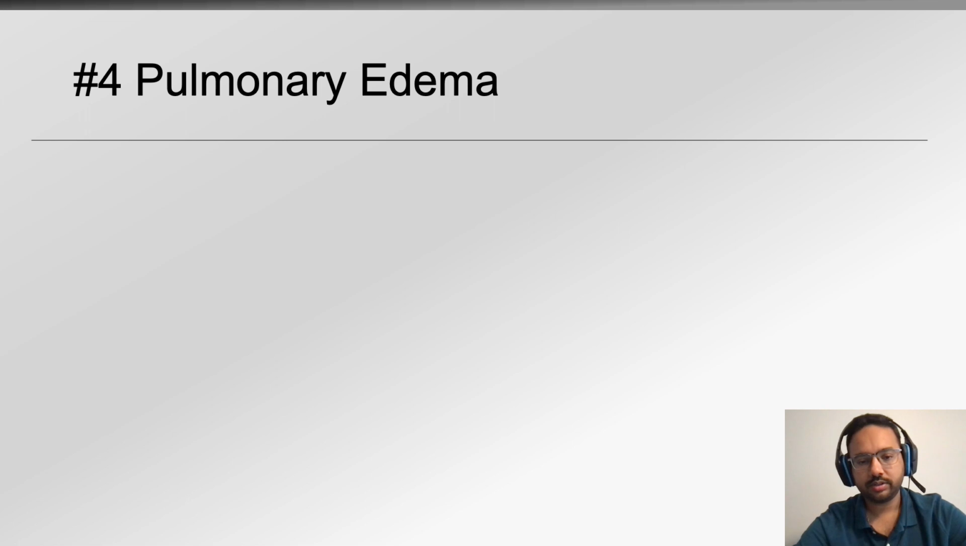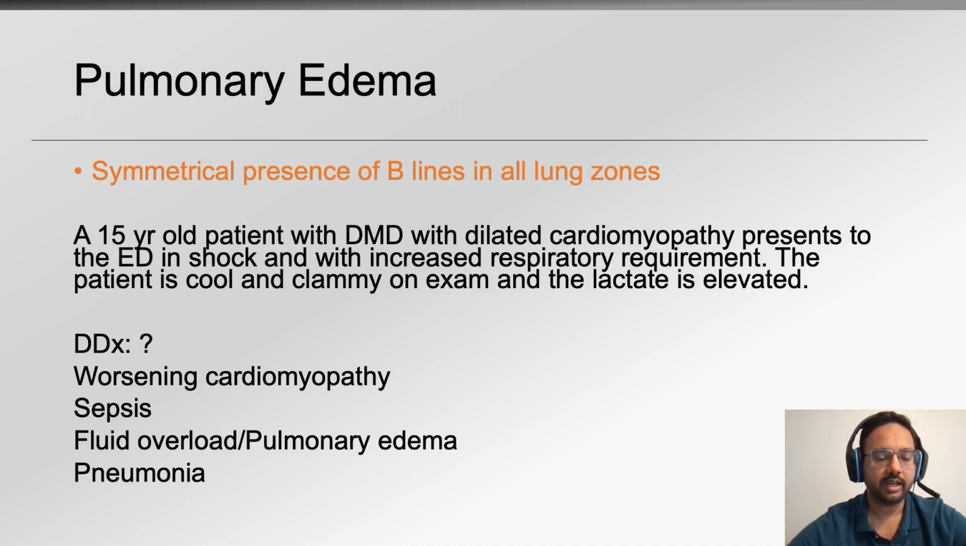Okay, moving on to diagnosis number 4, which is pulmonary edema. For diagnosis of pulmonary edema, what you require is the symmetrical presence of B lines in all areas of the lungs, right? Because if we think about it carefully, whenever there is fluid in all areas of the lung, it's almost never in just one part of the lung. It will be symmetrical in distribution all over.